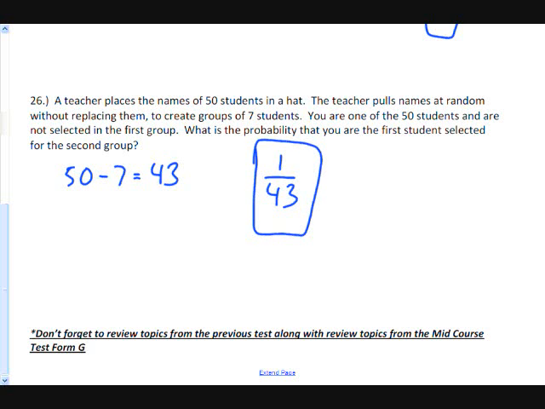And again, it's just getting us to think, to put ourselves in the shoes of this situation and be able to decide what the probability is.